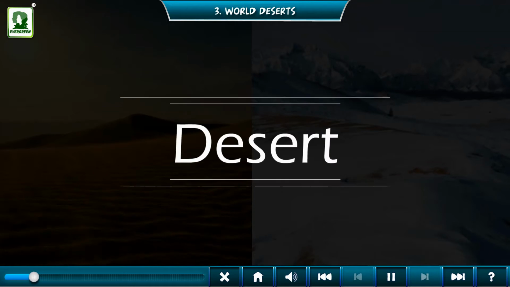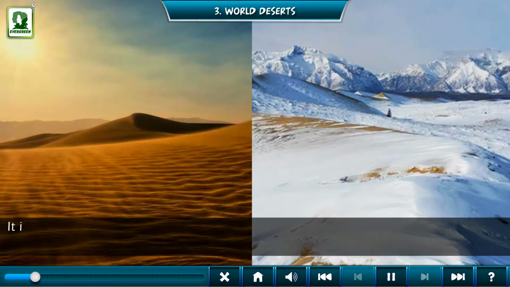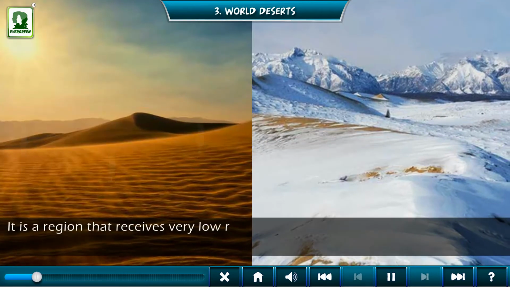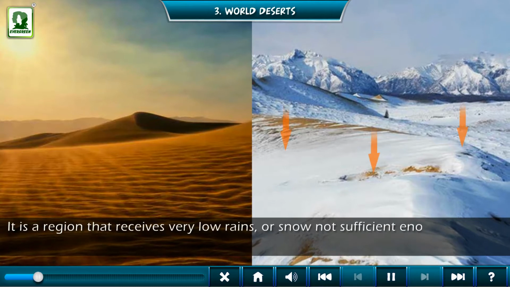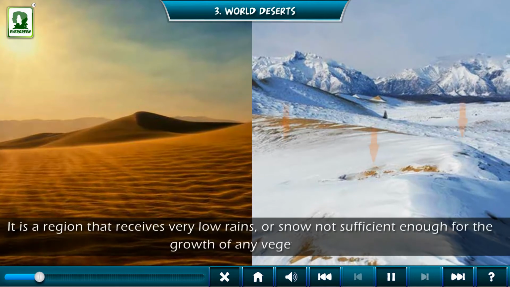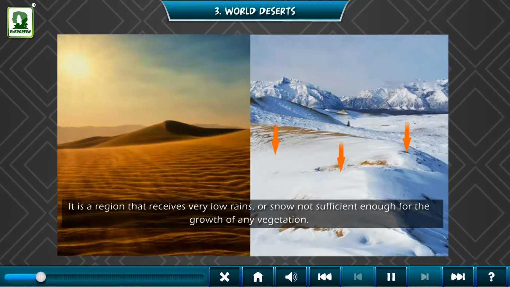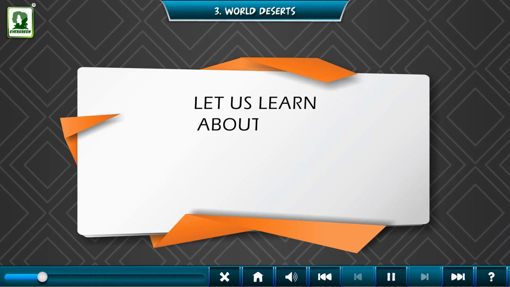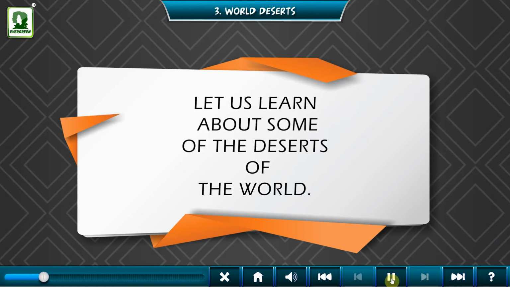Desert. It is a region that receives very low rains or snow not sufficient enough for the growth of any vegetation. Let us learn about some of the deserts of the world.